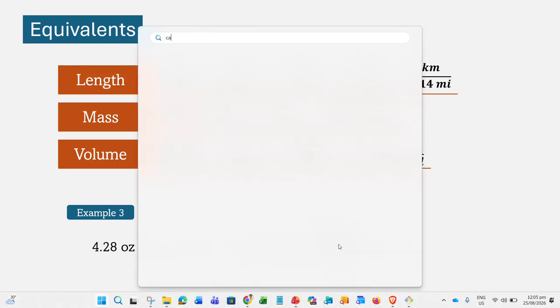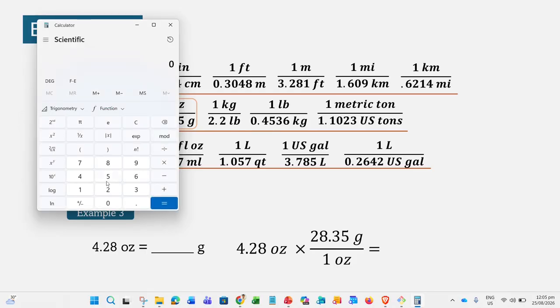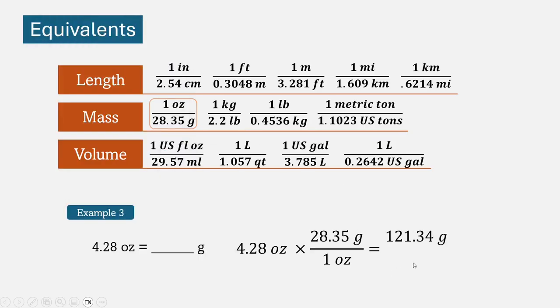Let us try to use the calculator. So 4.28 times 28.35 is equal to 121.34. We round it off. So this is 121.24 grams over 1. Ounce is already cancelled. And whatever the number is, if divided by 1, the answer is the same. 121.24 grams. So that's the answer here.